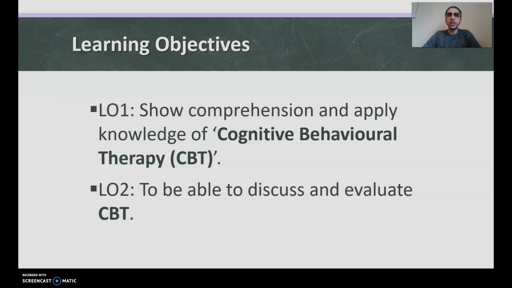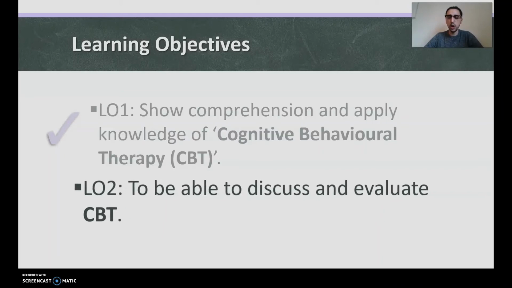Right, so learning objective 1: show comprehension and apply knowledge of cognitive behavioral therapy. Tick. We're moving on to discussing and evaluating CBT now. What are the strengths and what are the weaknesses of CBT?